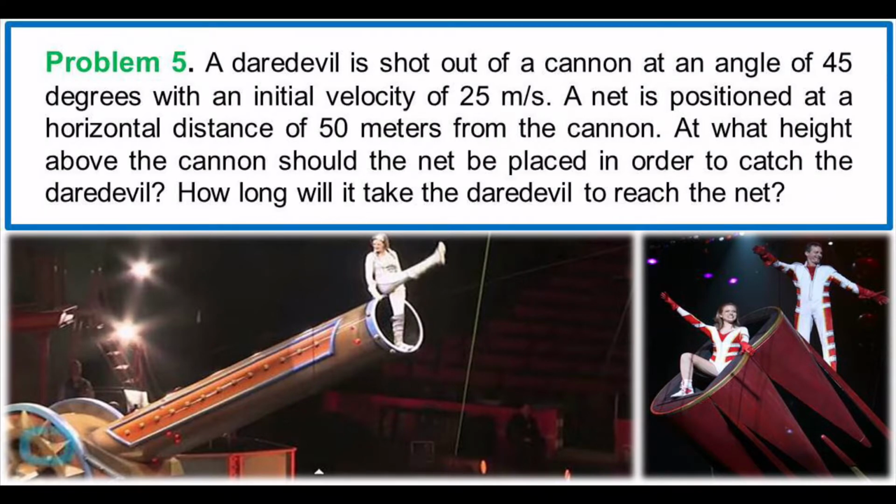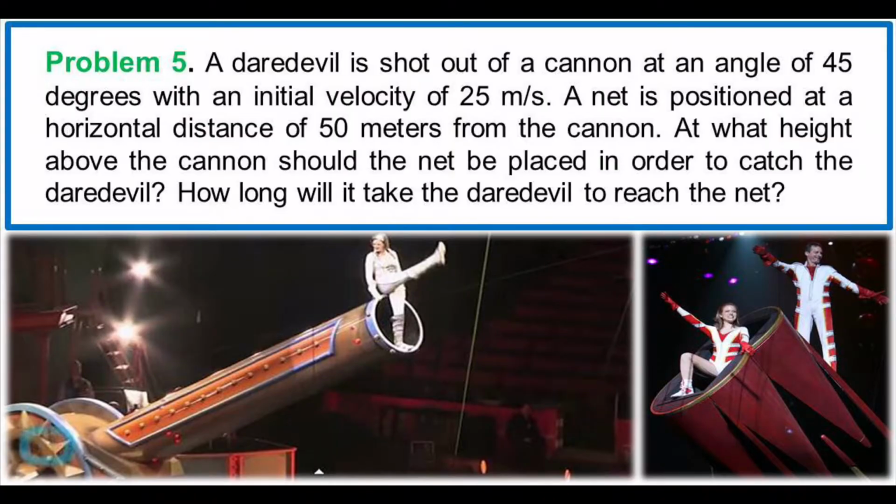Okay, our first example is displayed on your screen. Ang nakalagay dito, a daredevil is shot out of a cannon at an angle of 45 degrees with an initial velocity of 25 meters per second. Sabi, a net is positioned at a horizontal distance of 50 meters from the cannon. And what height above the cannon should the net be placed in order to catch the daredevil? And also, how long will it take the daredevil to reach the net?